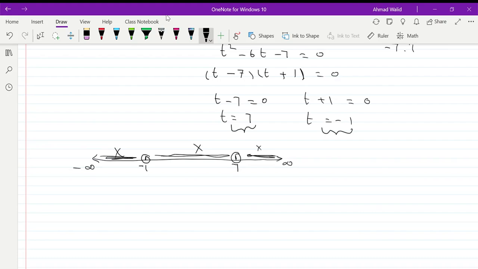Correct? Then parentheses, negative infinity to where? To negative 1. Then union, then from negative 1 to where? To 7. Then union from 7 to infinity. This is your domain. Correct? We talked about a few types of these functions and how to find the domain of a function.